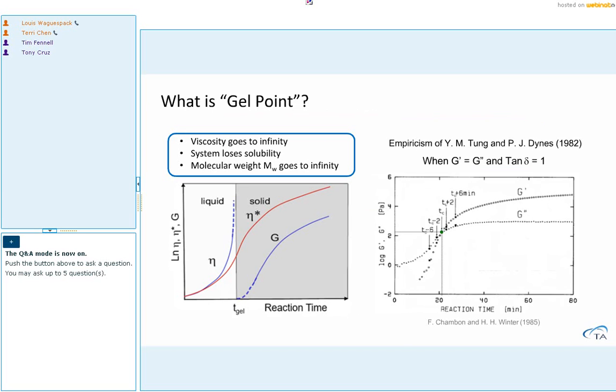The gel point in the thermoset reaction is a critical parameter. At this gel point, the sample shear viscosity goes to infinity. The system completely loses solubility, and the molecular weight of the sample goes to infinity as well. In general, people empirically like to use this G' and G'' crossover point and define this as the gel point.